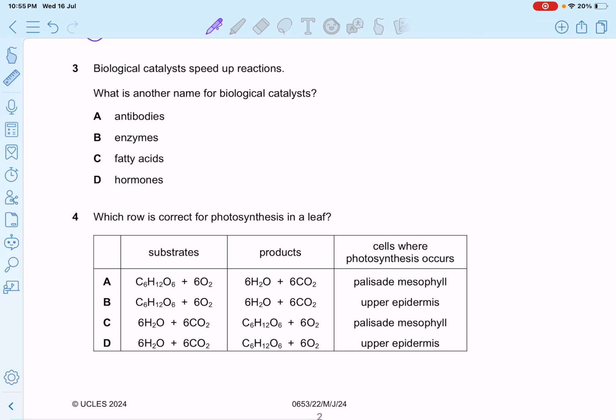Question 3. Biological catalysts speed up reactions. So what is another name for biological catalysts? Antibodies, enzymes, fatty acids, hormones. So the correct answer is, bravo, enzymes.